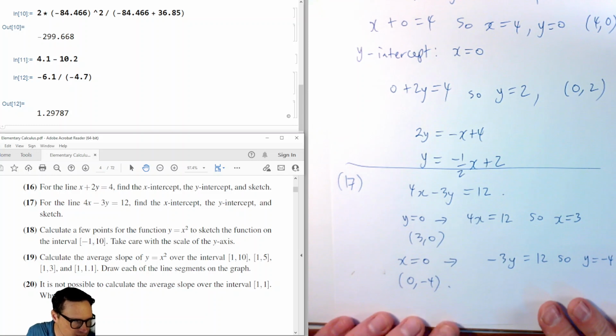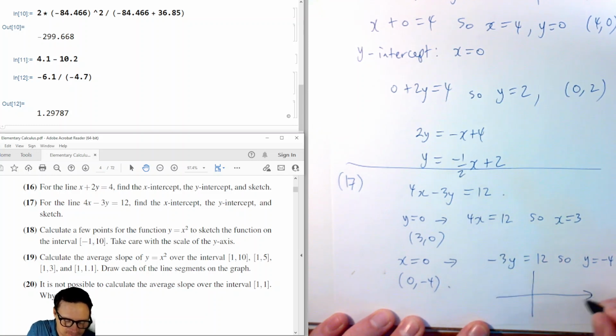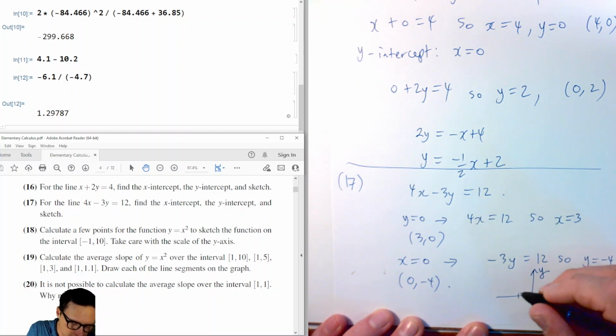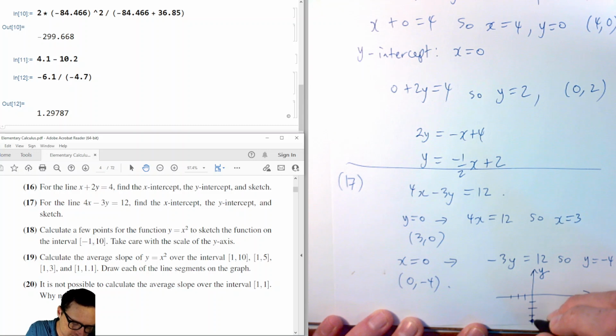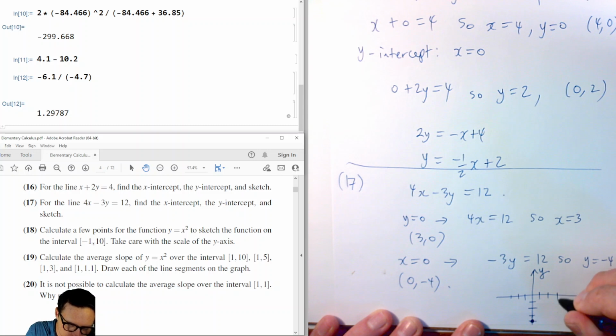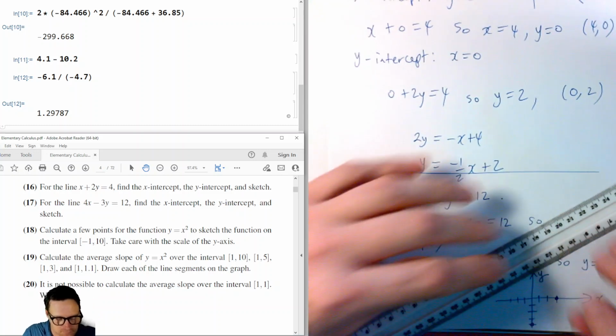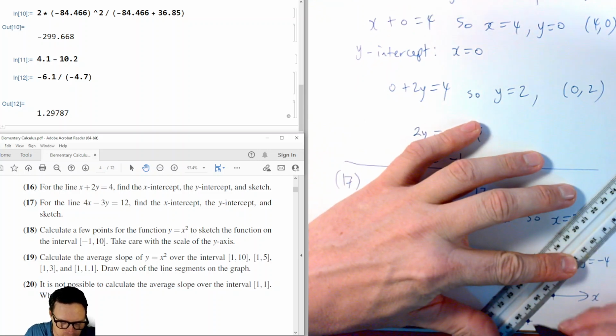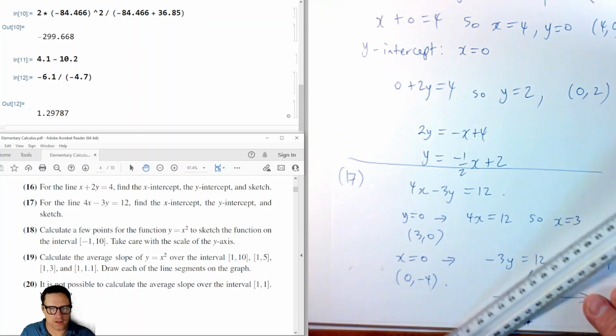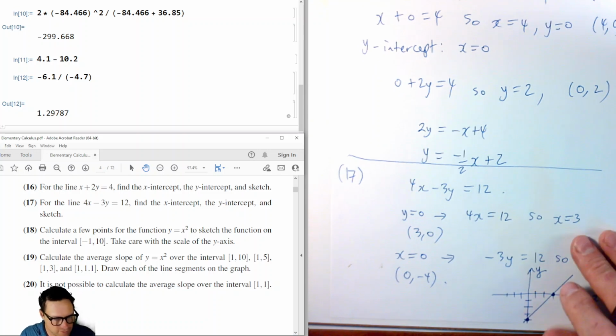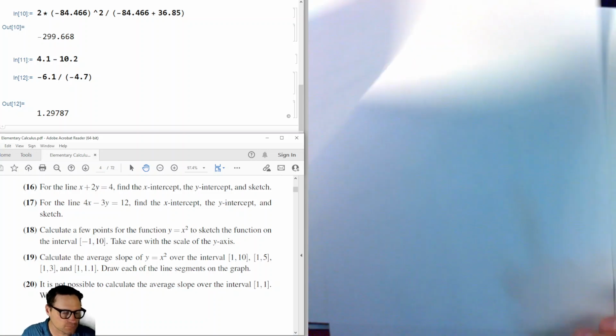Okay, we have 2 points, so let's sketch. 1, 2, 3, 4. So that would be down here. That's our y-intercept. And then our x-intercept at 1, 2, 3. So right here. And then we just connect those with a line. And there we go. Okay, moving on to question 18.